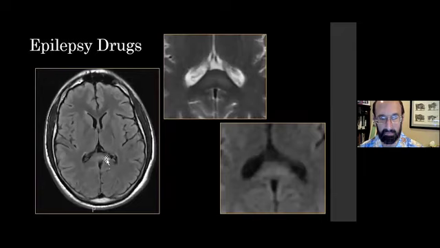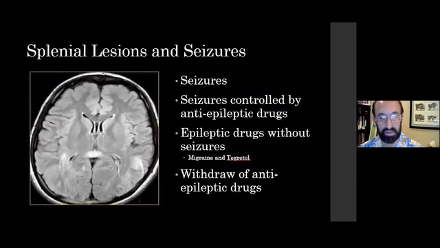Another cause of abnormal signal intensity and neurologic decline is the institution and the withdrawal of epilepsy drugs, most commonly seen in Keppra. Here you see abnormal signal intensity in the splenium of the corpus callosum, which is highlighted here. And again, this is a cause of neurologic decline, of cognitive decline. It may be due to the institution of the medication for seizures or when it's withdrawn. So you have to be careful about that.